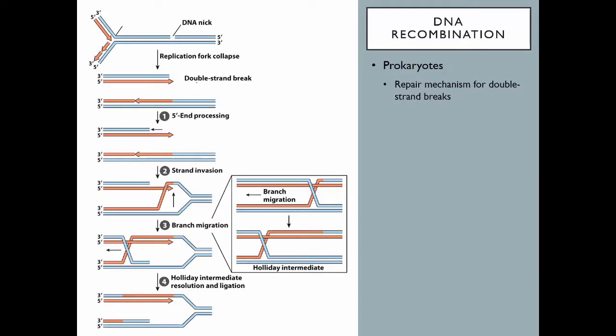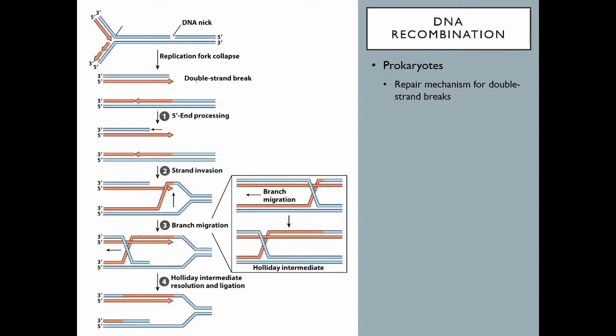Okay, so now let's talk about DNA recombination. Recombination is a specialized mechanism for repairing certain kinds of DNA damage, specifically double-strand breaks. Double-strand breaks can happen when something causes the sugar phosphate backbone to break, either on one or both strands.